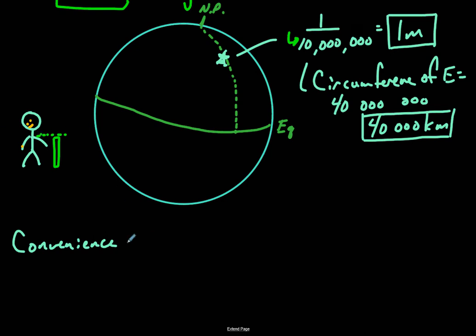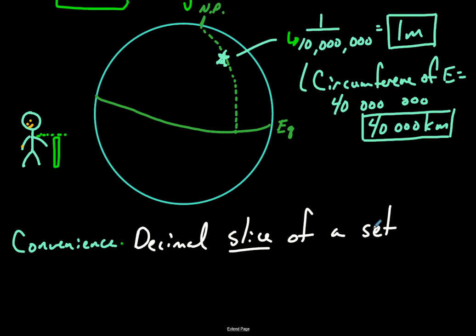So convenience is the first one, right? You need a convenient unit that you can relate to, right? No one can relate to a billion meters, something that big. It's too big, you can't relate to it. No one can relate to a billionth of a meter, right? It's got to be near a size that we can deal with, all right? It's a good size that we can deal with. And it's a decimal value. It's a decimal slice, if you want, of a set distance, a distance that never changes.